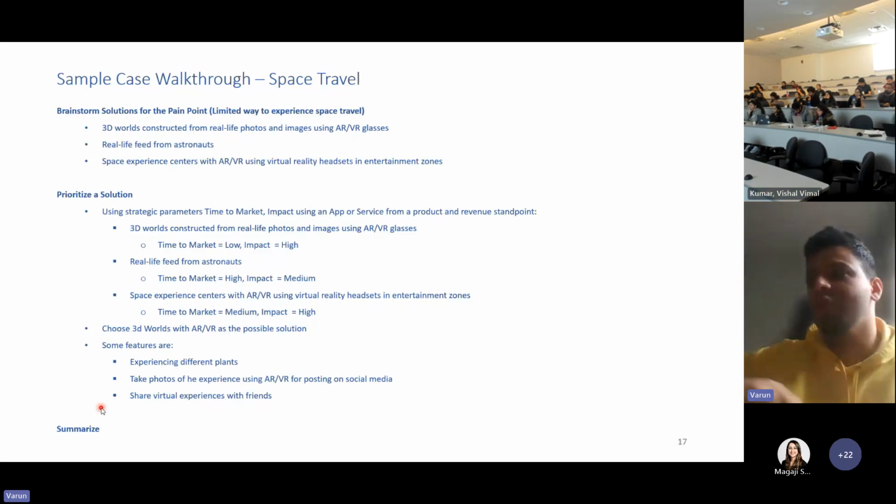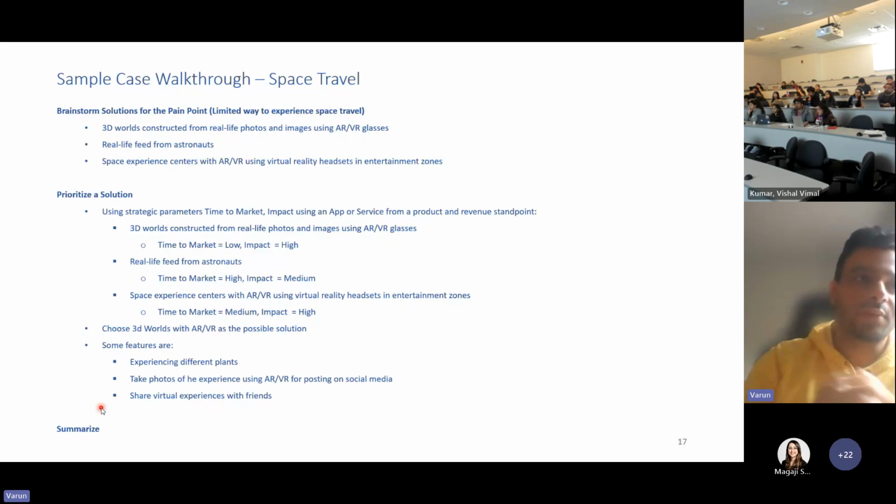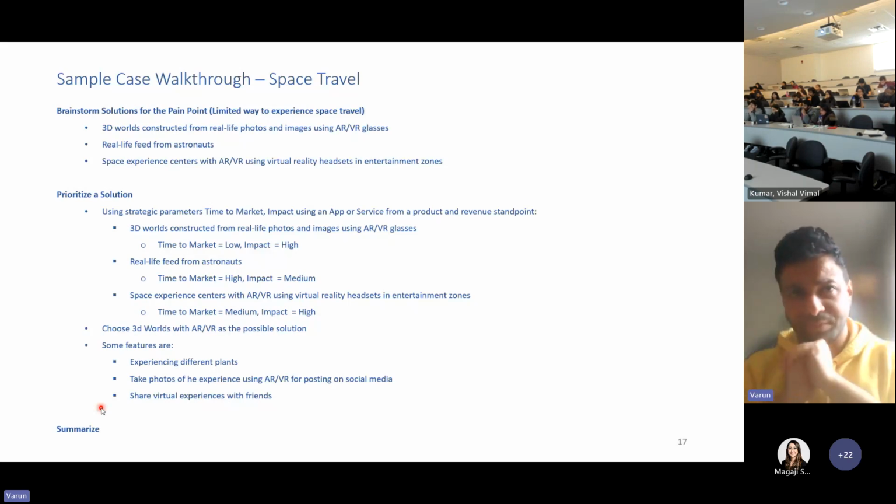Basically, it would be an app which would allow hobbyists to experience 3D worlds constructed from AR, real life photos and images, basically with AR, VR headsets, for them to experience space travel because they cannot physically do that immediately. So that's the way the question was supposed to be answered. Worked out pretty well. And then summarize. Once you summarize, you're done.